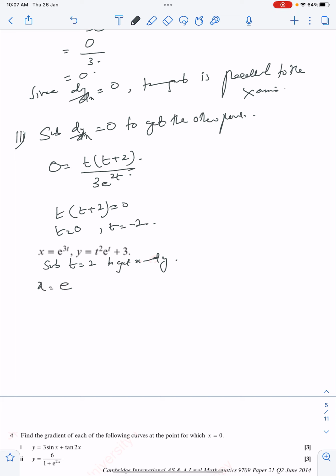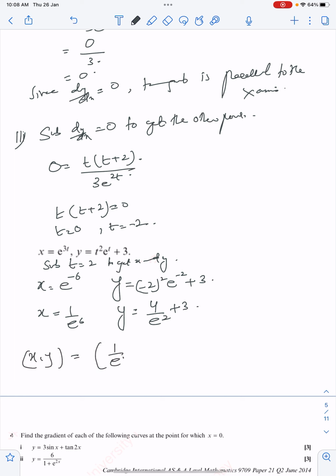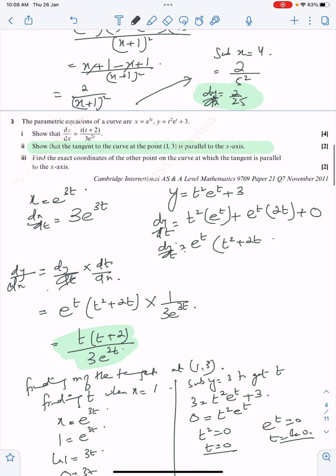x equals e to the power 3 into negative 2, so e to the power negative 6. y equals, if I plug in t as negative 2, square, e to the power negative 2 plus 3. Since we have to give the exact coordinate, let's simplify. 4 upon e square plus 3. So the coordinates x comma y are 1 upon e to the 6 comma 4 upon e square plus 3. This is the answer to question number 3.